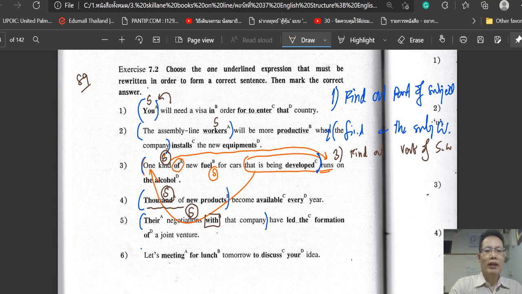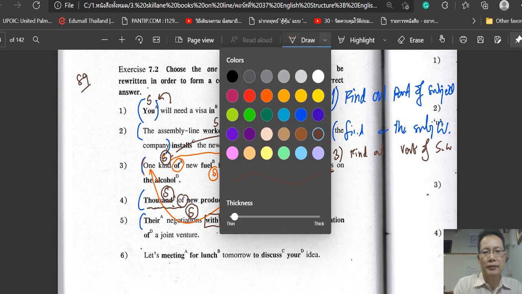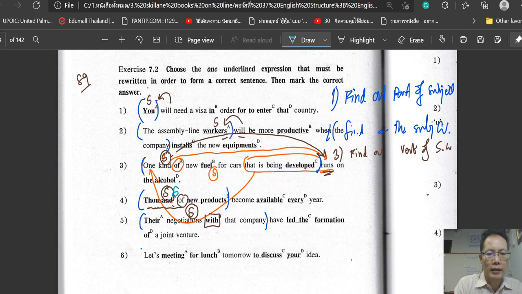The second one is assembly line worker. Worker is a plural subject. Will can be used with every subject. No problem, we pass it. One kind is a singular subject. Singular subject, verb is singular. Verb, put s here. Okay, correct. We see this one first. The third one, the subject is not correct because of is here. If we use thousand, we have to put s here. Thousands of, which word? Thousands of, s here.